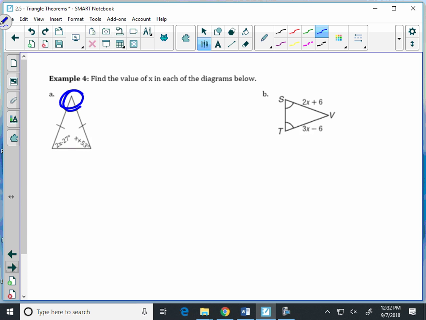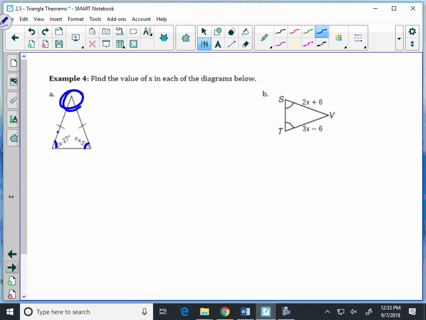But what do we notice about 2 sides in this triangle? They're the same. And we just learned that the angles across from those sides are also going to be what? The same. So I know this angle, because it's across from this tick mark, and this angle, because it's across from the other tick mark, are the same. Well, if these 2 angles are the same, then what can we do to find x?